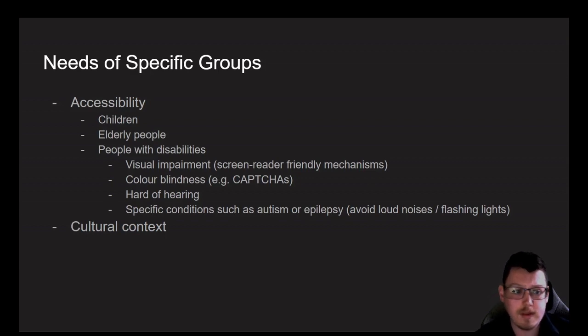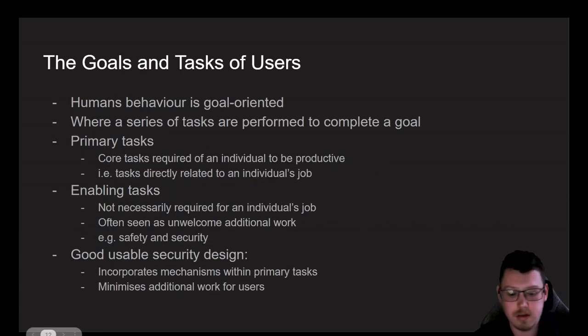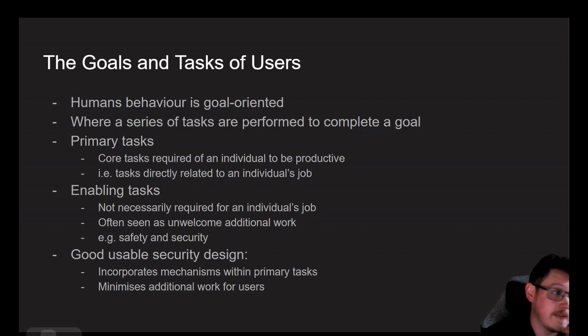I mentioned this before, but we've also got things like colour blindness. Some old captchas would include red and greens mixed, and it's quite difficult for people who are colourblind to distinguish and authenticate that they weren't a robot. So yeah, hard of hearing, mentioned that before. And then there's also more specific conditions such as autism and epilepsy, where people might be impacted by particularly loud noises or flashing lights in negative ways. And there's also the cultural context of whatever system you're building, which needs to fit with the cultural norms of whichever demographic or population the system's going to be used by.